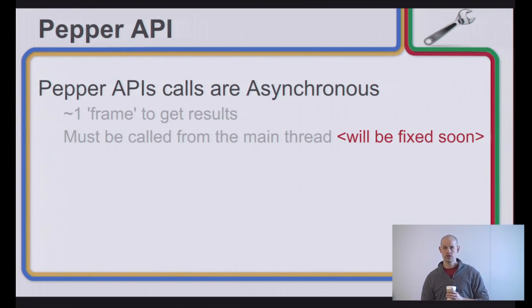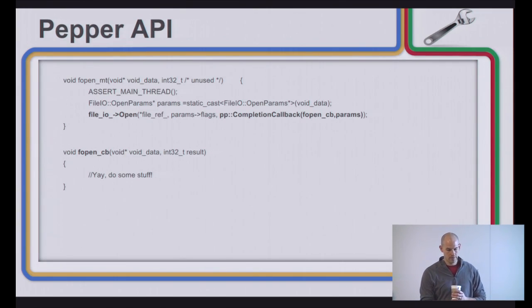Also, one of the restrictions of Pepper is that all the Pepper APIs must be called from the main thread right now. This is a current restriction that our team is actively working on to fix. But this has some potential downsides that you need to be aware of. Before we dive into that, let's talk about how this works, right?